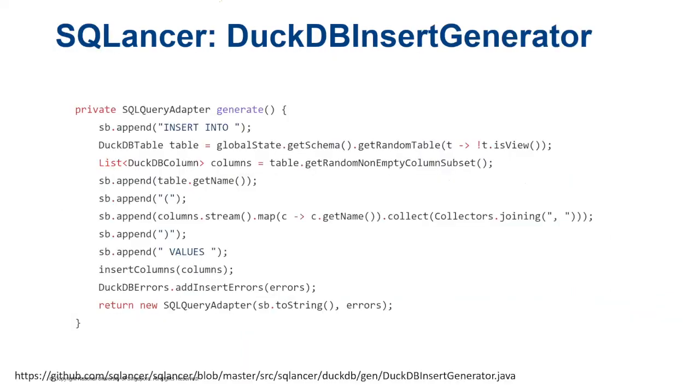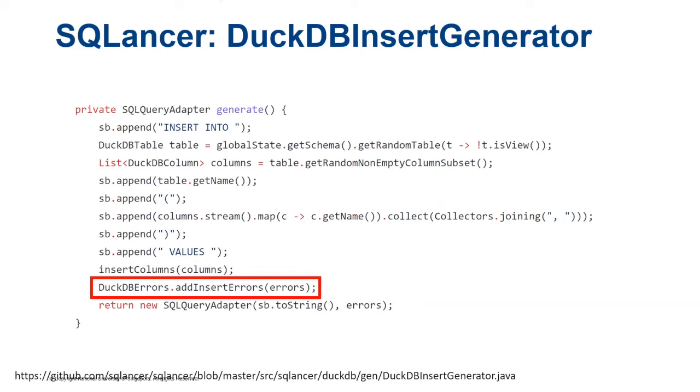For example, you can see here a generator that generates insert statements for DuckDB by basically selecting a random table, selecting a subset of the columns, and then trying to insert values. So this is how we implemented the database generator here for DuckDB and for this specific keyword. And what you might notice here is that we add a list of errors. Why do we do this?